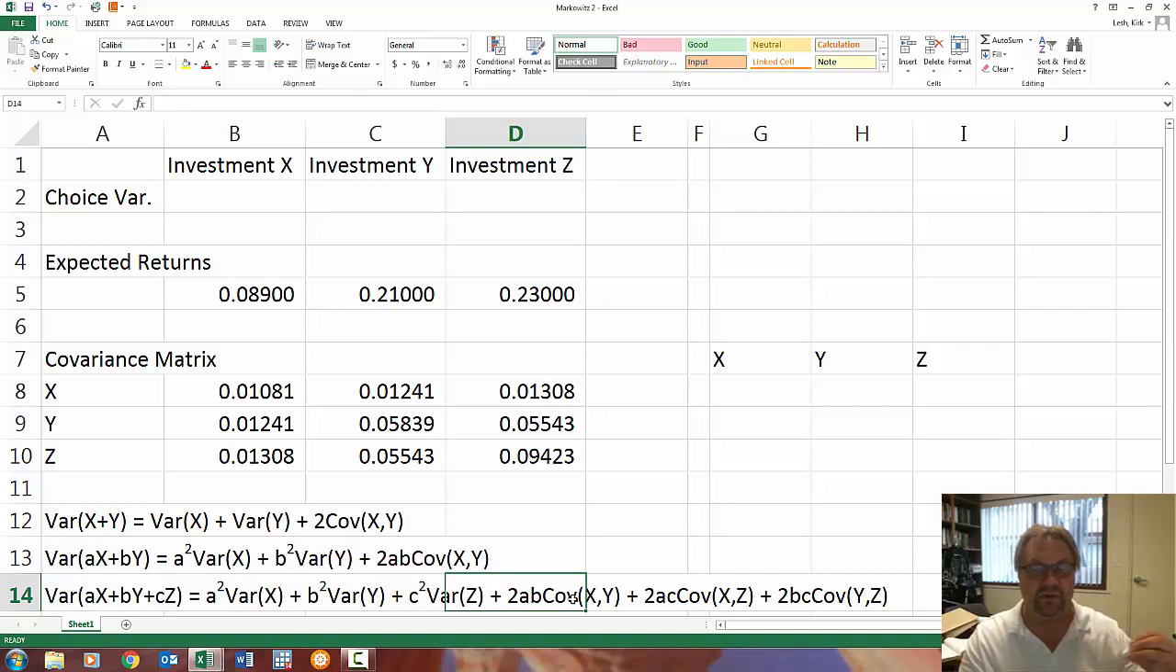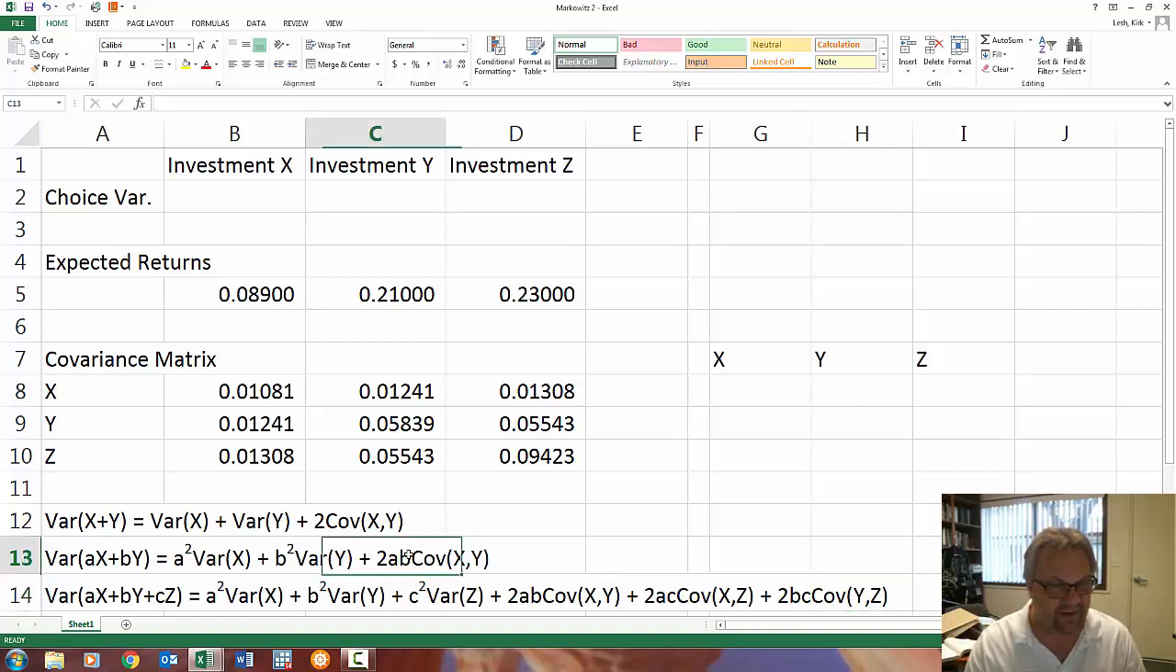Here is the covariance between X and Y. Here's the covariance between X and Z. And then finally, I have the covariance between Y and Z. You don't really see that in the earlier formula because you just have the covariance between X and Y, so there's just one covariance, right? But anytime you get 3 or more variables, you have to calculate the covariance between all combinations of your 3 variables. All right.